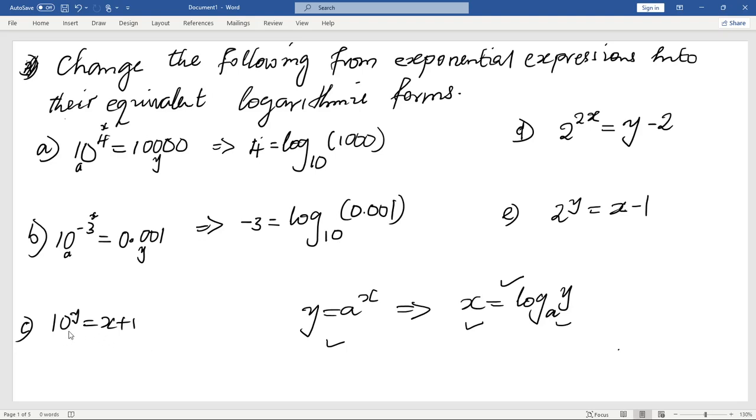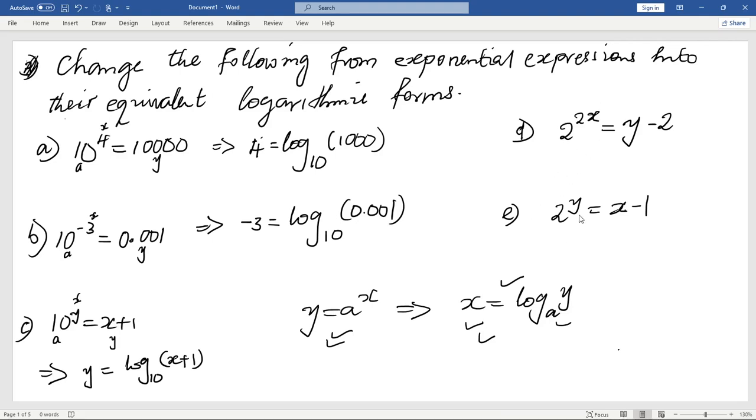We do the same thing with this one. We compare it with what we have here, and then we write the expression that we need. So this is our x, this is our a, and everything here is our y. Therefore, we're simply going to have y is equal to log x plus 1 to the base 10, like this. Then let's go to this one. We do the same thing.